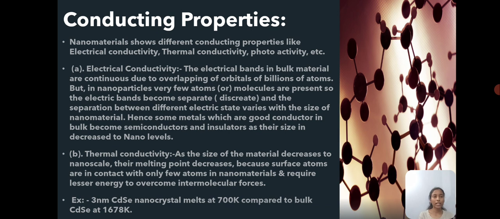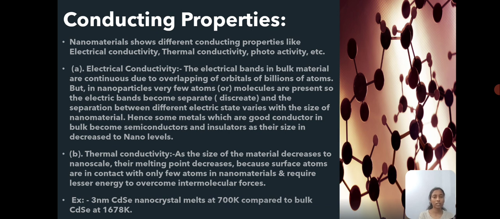The electrical bands in bulk materials are continuous due to overlapping of orbitals of billions of atoms. But in nanoparticles, very few atoms or molecules are present, so the electric bands become separate, and the separation between different electric states varies with the size of the nanomaterials. Hence, some metals which are good conductors in bulk become semiconductors and insulators as their size is decreased to nano levels.